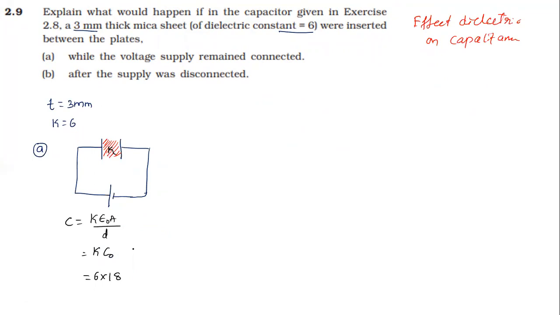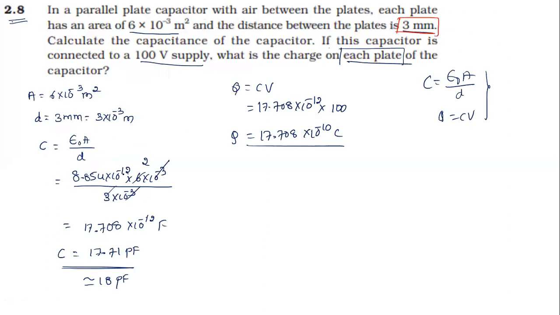So what are we going to get now? 18 multiplied by 6, you're going to get 108. That's your answer. So 108 picofarad, that is the capacitance. See, the battery potential remains the same, so we now need to look at the charge value, what will happen?